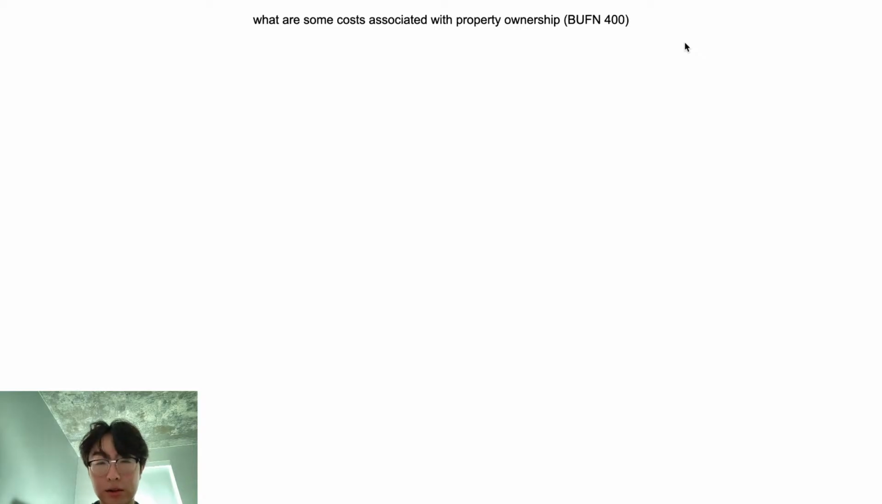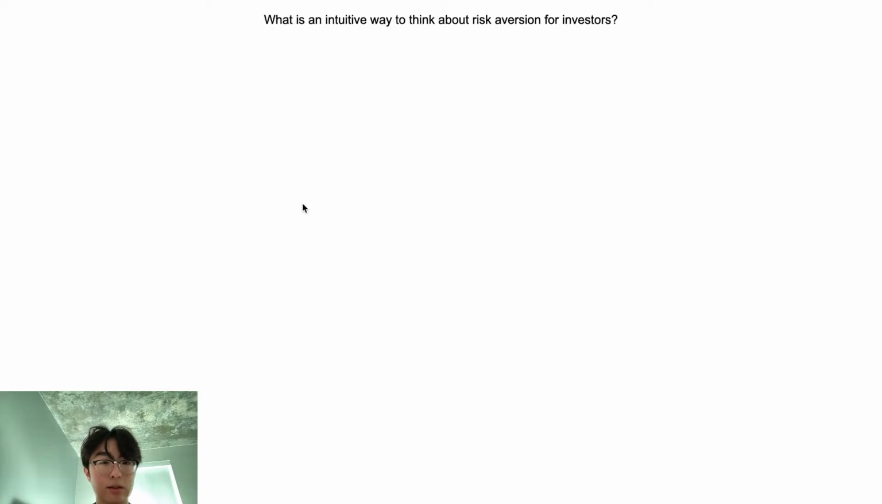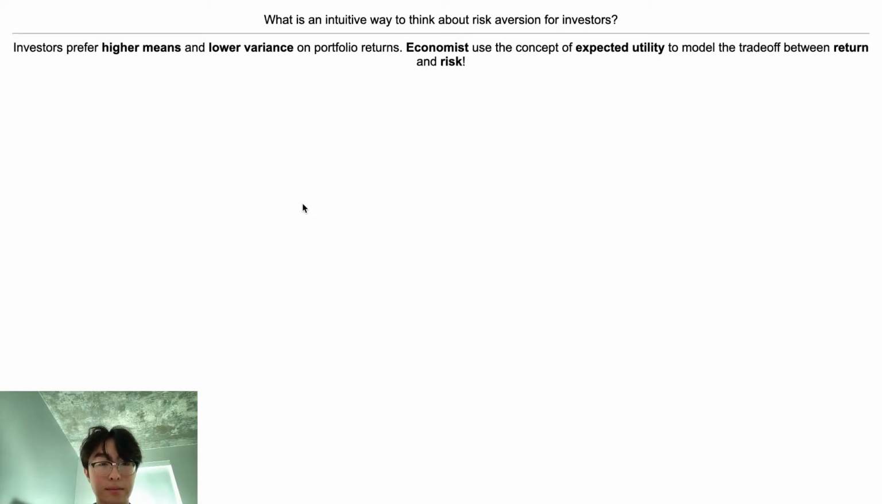What are some costs associated with property ownership? So some costs could be property taxes, insurance, property upkeep, reinvestment into the property, and transaction costs too. Property tax, insurance, transaction costs, routine maintenance, and investment costs. What is an intuitive way to think about risk aversion for investors? Investors prefer higher means and lower variances.